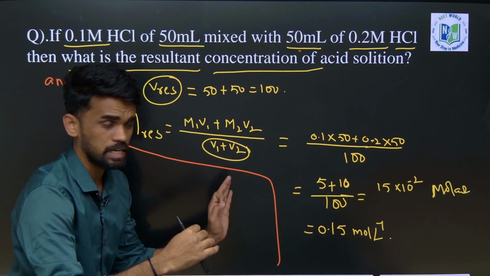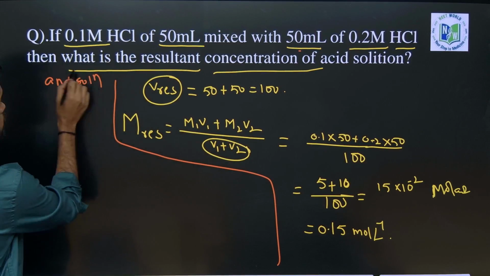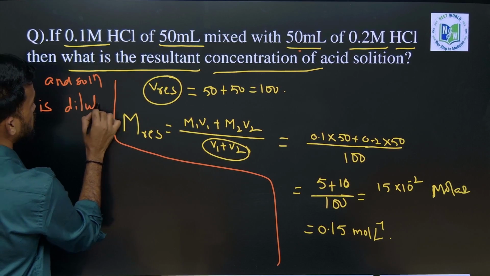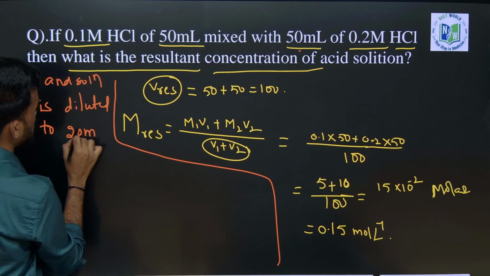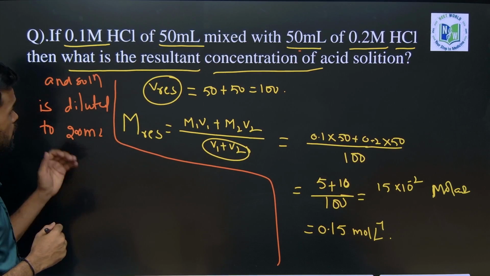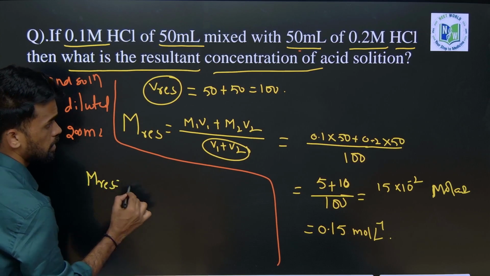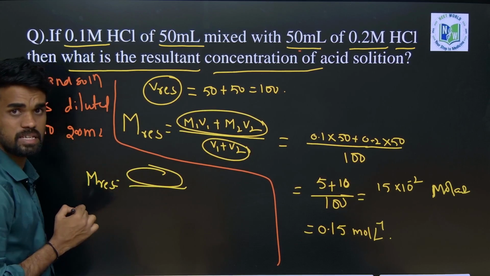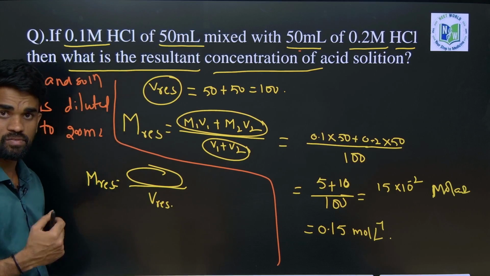I just want to extend this a little more for understanding a few more concepts. If the solution is diluted to 200 ml, what do you need to do? For M resultant, whatever terms you have, you can keep the same thing here also, M1 V1 plus M2 V2. So you should take V resultant here. What is our V resultant now?